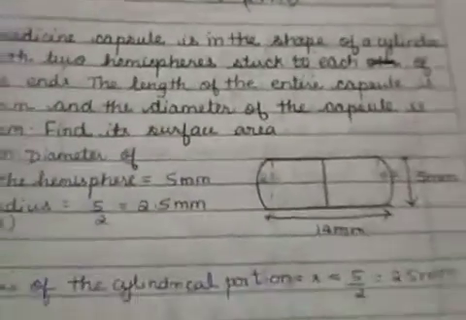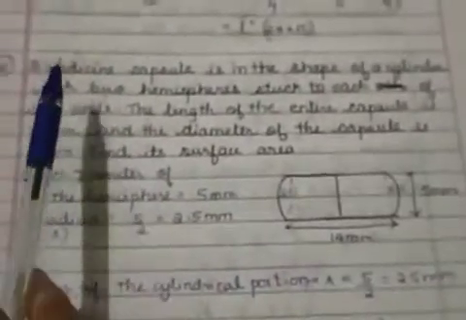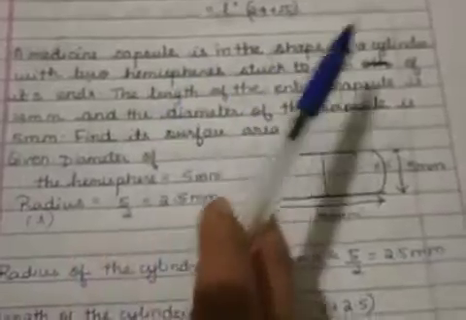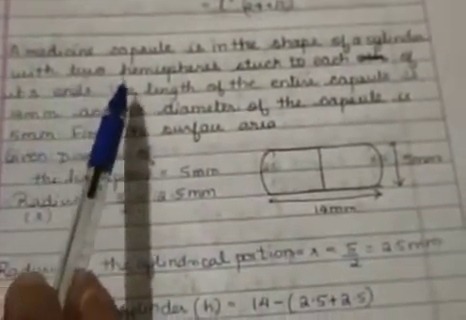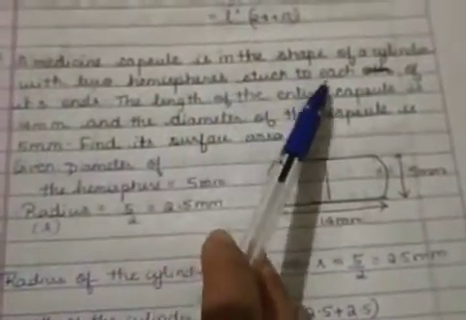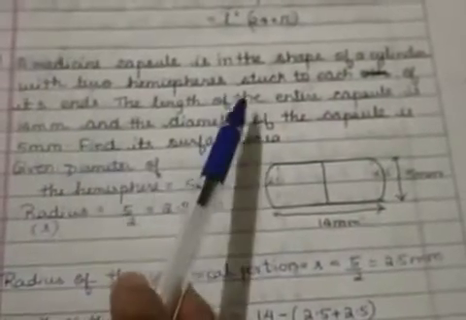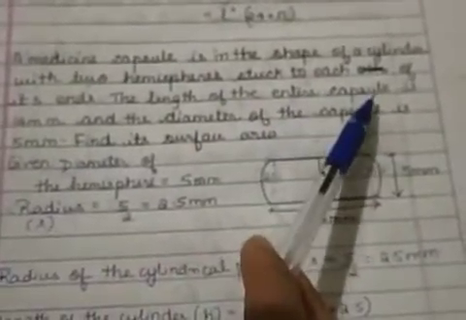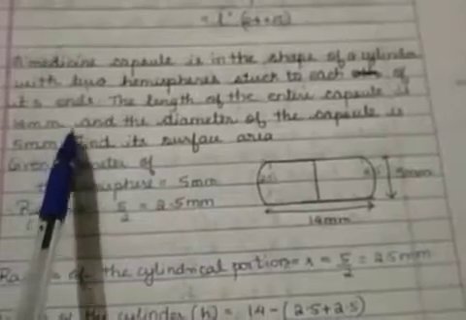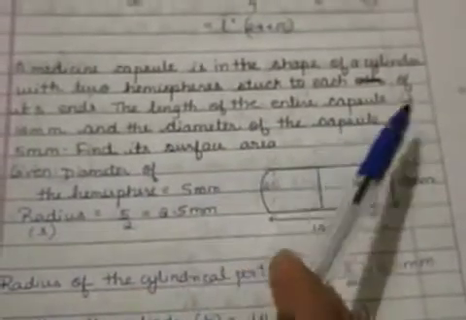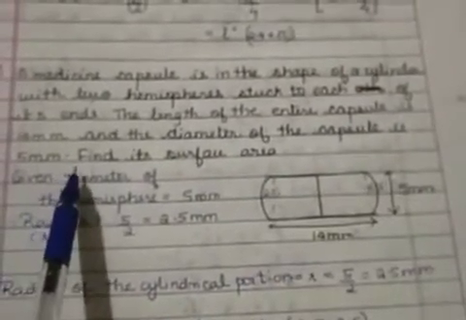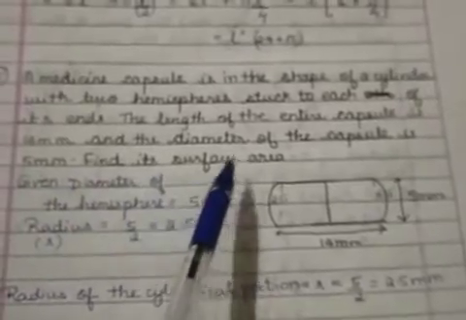Now let us see another example. A medicine capsule is in the shape of a cylinder with two hemispheres stuck to each of its ends. The length of the entire capsule is 14 millimeters and the diameter of the capsule is 5 millimeters. Find its surface area.